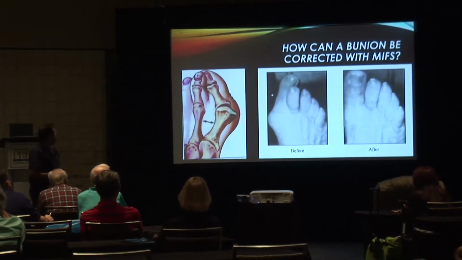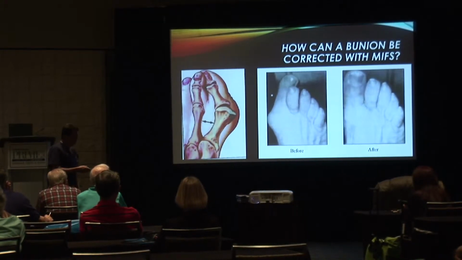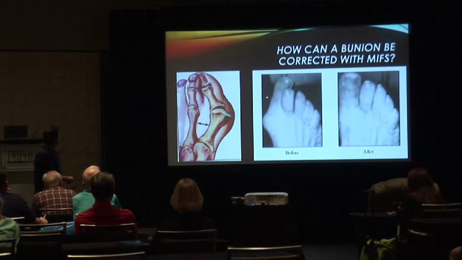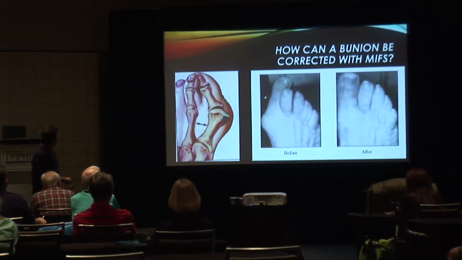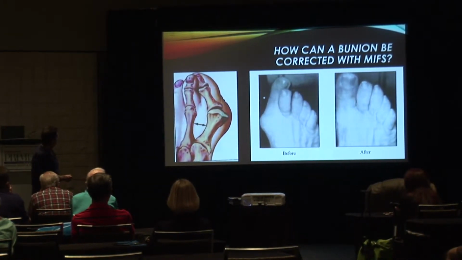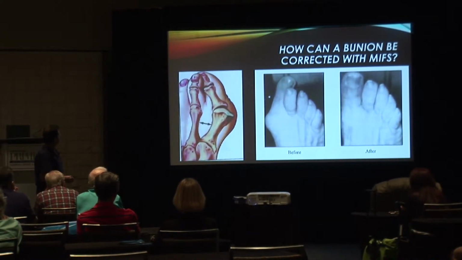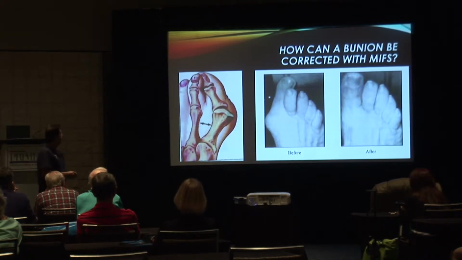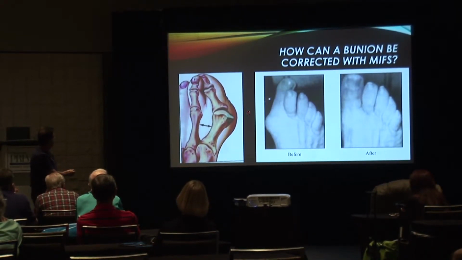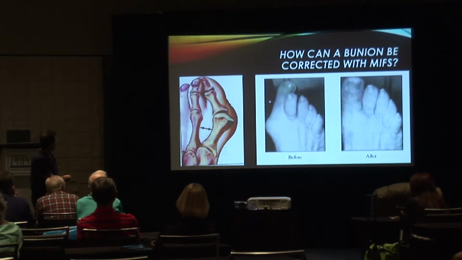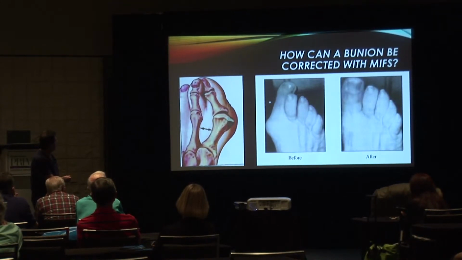Okay, so how can a bunion be corrected with minimally invasive foot surgery? So here we have another example. Here's the first metatarsal. Again, you can see how it's angulated out. The big toe is going way, way in. No room for the second toe. So what is done in a case like this is the patient will have local anesthetic in this area. They will get an 1/8 of an inch incision on the top of their foot right in this area. And through that little incision, I would perform 2 separate procedures.